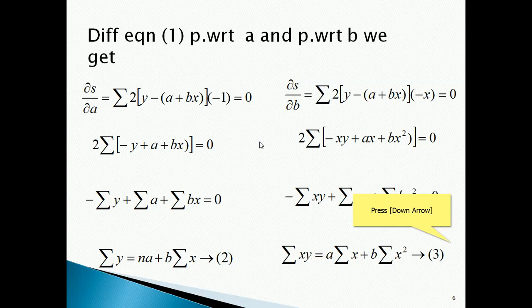2 I have taken outside the summation: 2 into summation of, I multiply this throughout by minus 1, minus y, minus into minus is plus, a plus bx, that is equal to 0. If I divide throughout by 2, it will be minus sigma y plus summation of a plus summation of bx, that is equal to 0. I have taken the summation for each of the terms. Minus 1 is constant, that's why I have written that outside.